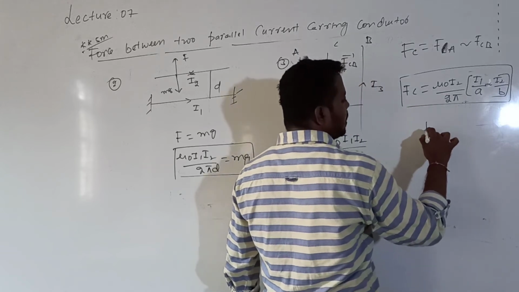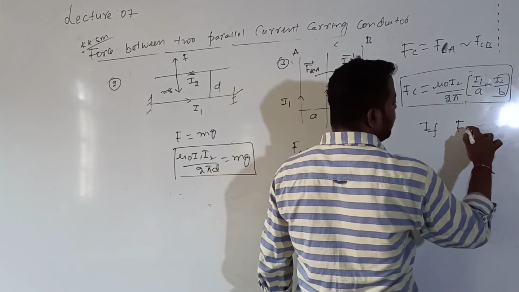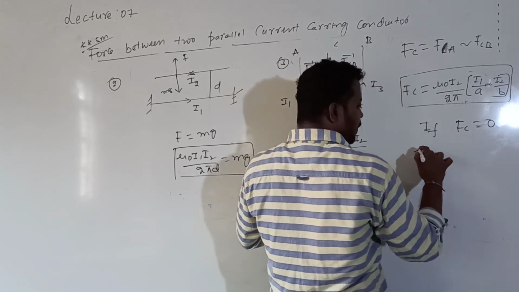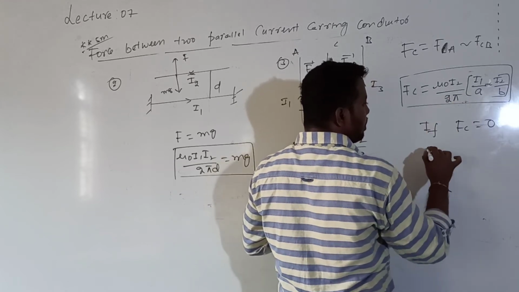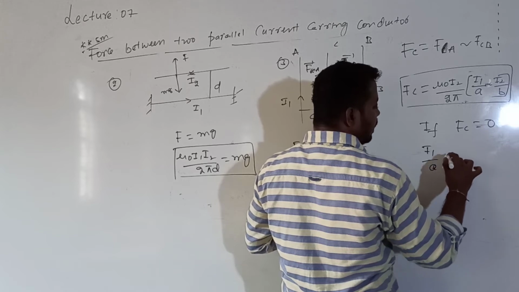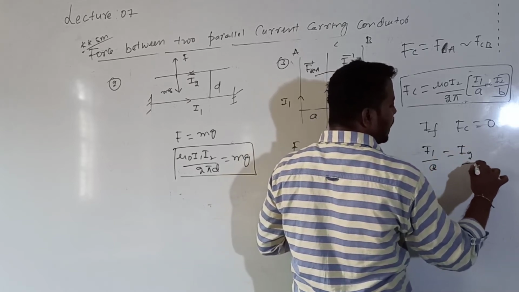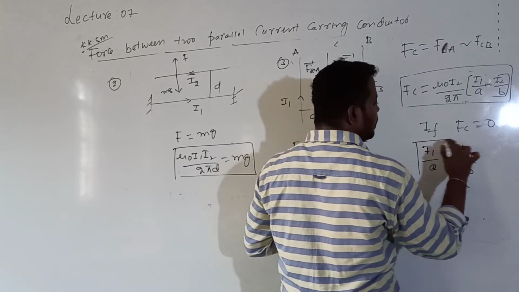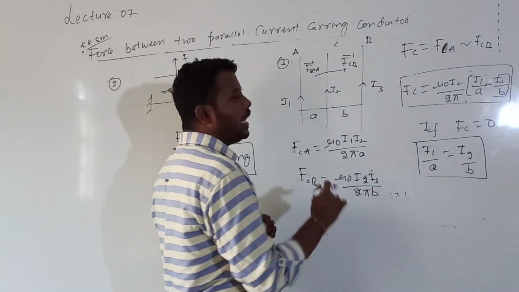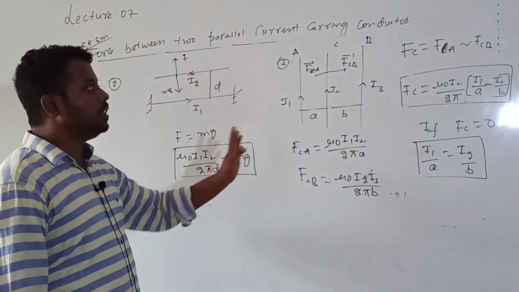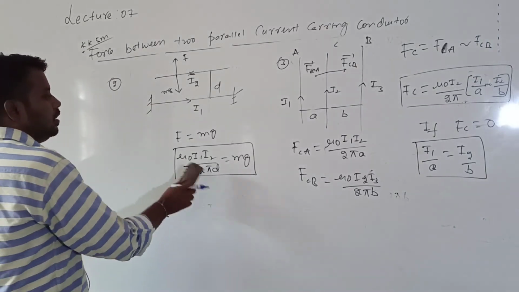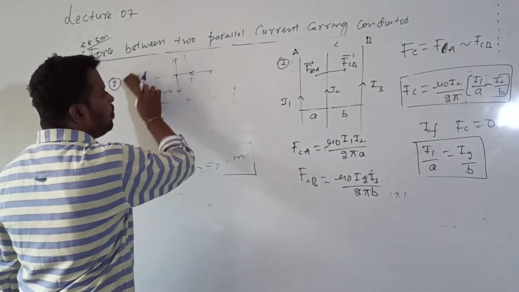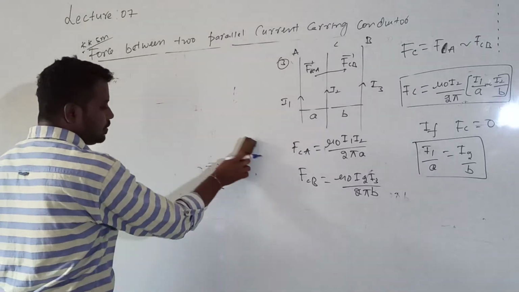And what is the condition if the FC value is equal to 0? If FC is equal to 0, then what will I get? I1 by A is equal to I2 by B. This is the condition when the net force acting on C will be equal to 0. This point is also important. So that is the force acting on C due to A and B.